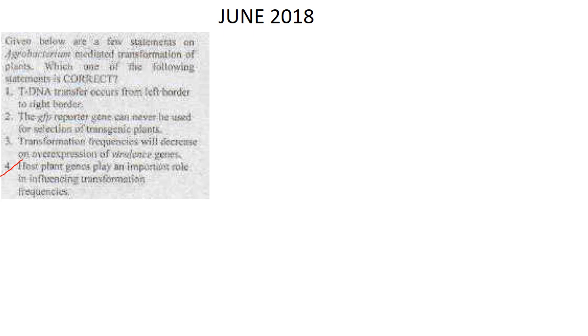The GFP reporter gene can never be used for selection of transgenic plants. They can be used, so that is also not correct. Transformation frequencies will decrease on overexpression of virulence genes. That is also not correct. Host plant genes play an important role in influencing transformation frequencies. That is correct. So the answer here is option 4.